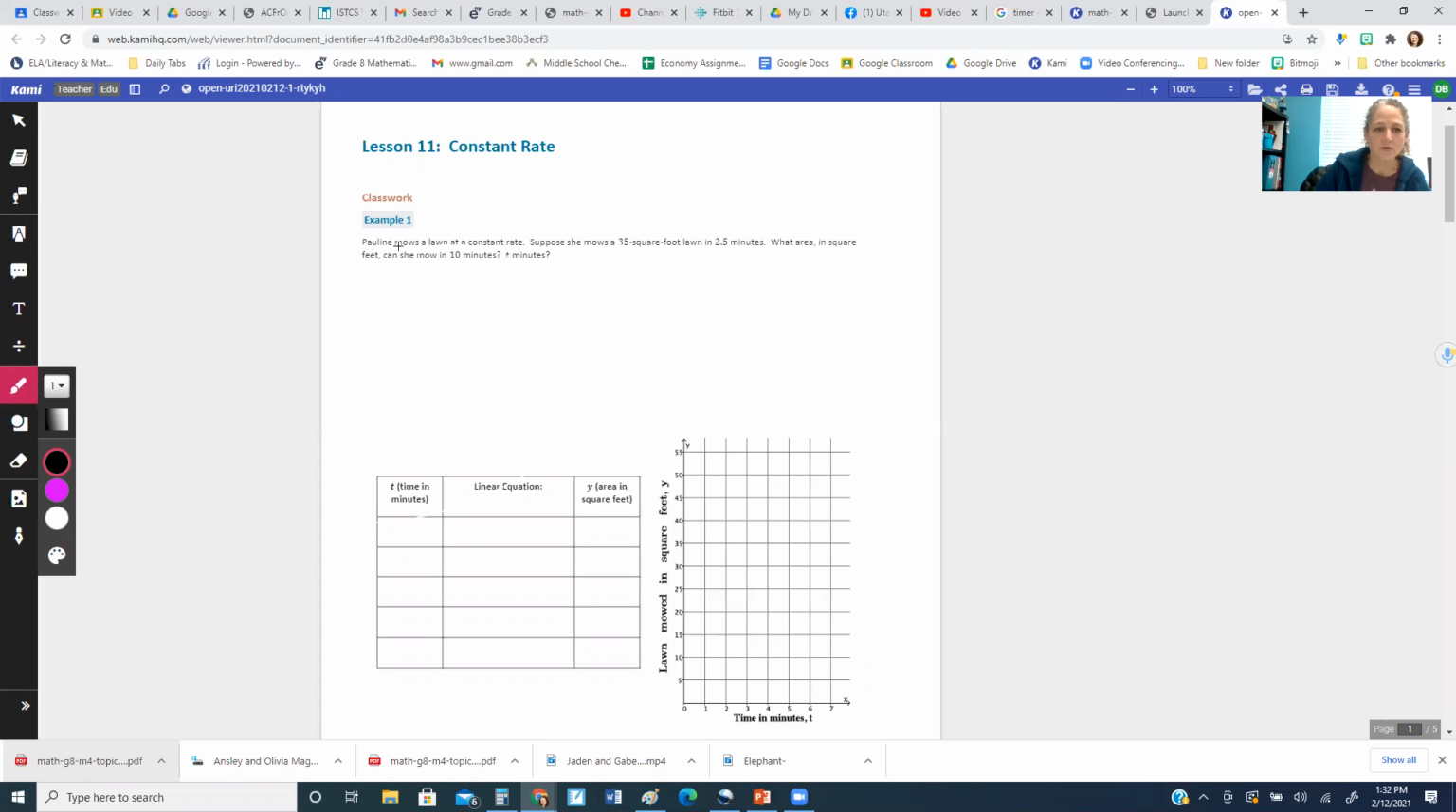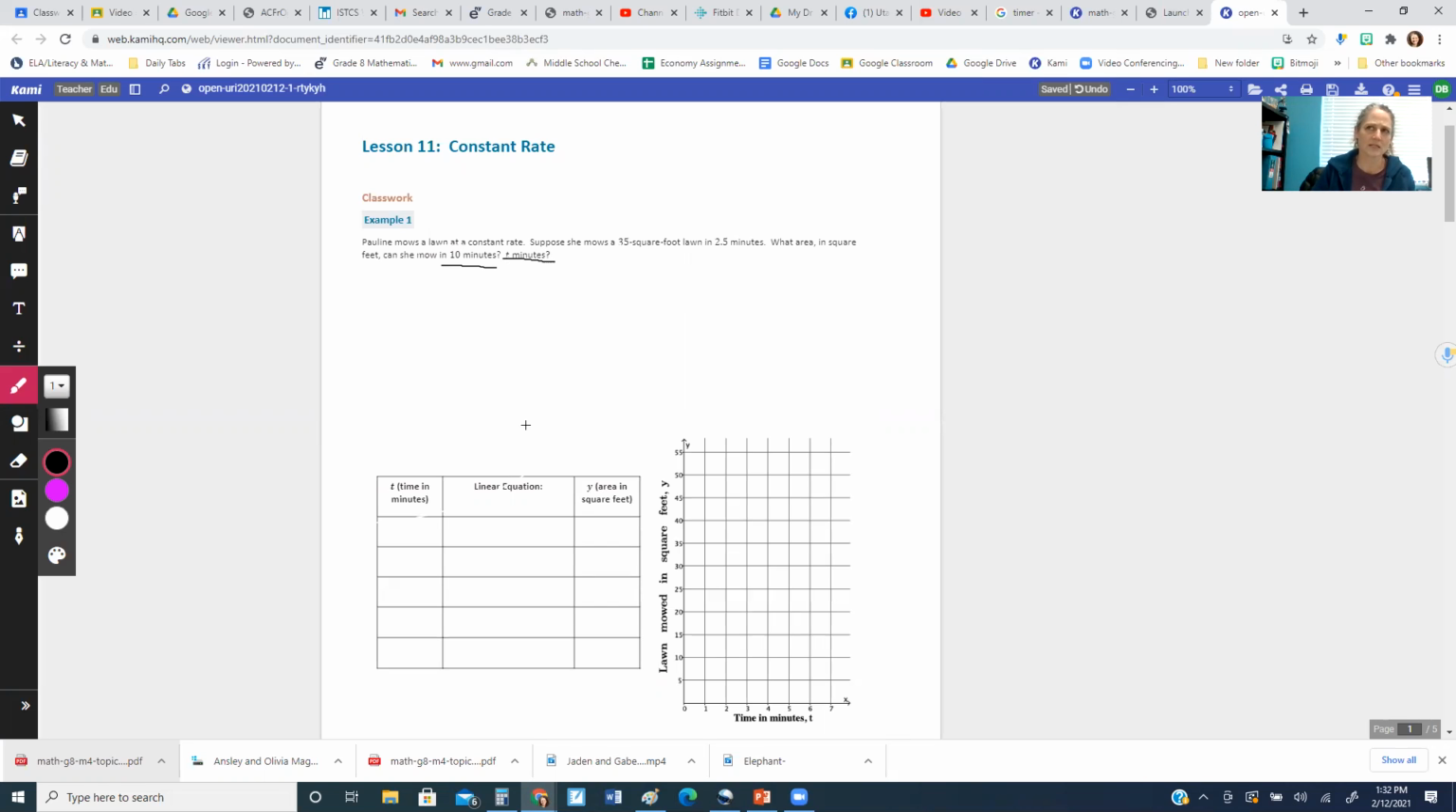So Pauline mows a lawn at a constant rate. Good for her, because that's seriously hard to do, right? Like bumps and dips and whatever. Suppose she mows a 35 square foot lawn in 2.5 minutes, which is really a tiny lawn, but she's also mowing it crazy fast. So it's probably kind of reasonable. What area in square feet can she mow in 10 minutes? What about in T minutes?